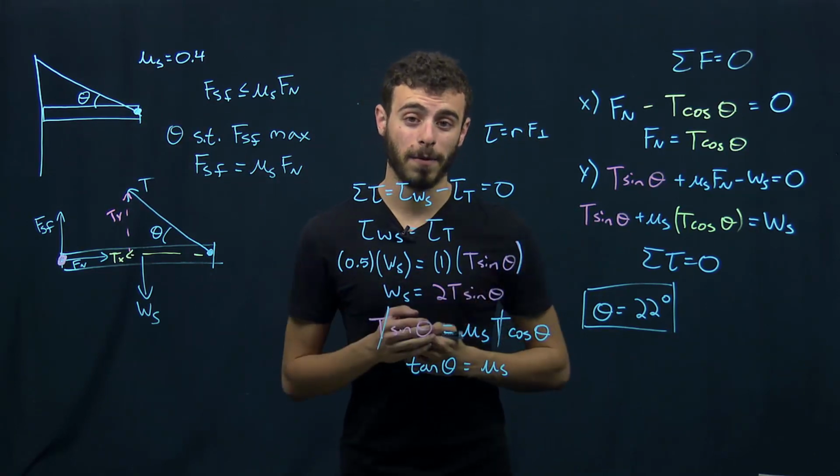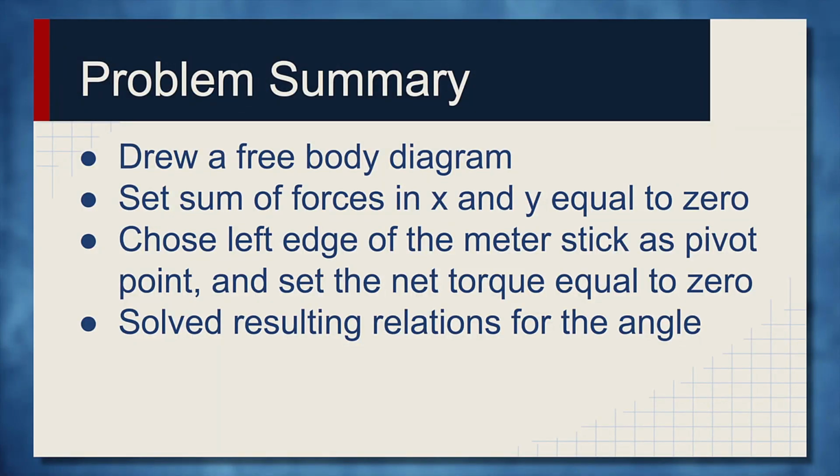Okay, so let's recap what we've done. We first drew our free body diagram, and then set the sum of the forces equal to 0 in x and y. We chose the pivot point as the left edge of the bar, and set the sum of torques about that pivot equal to 0. These equations allowed us to solve mathematically for the required angle.